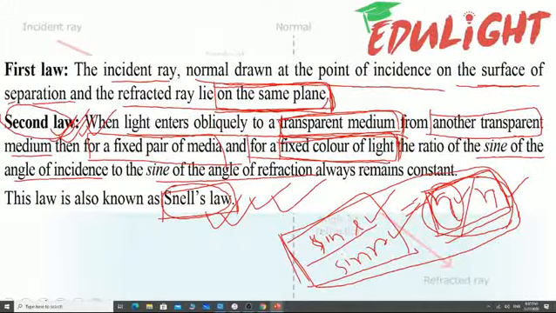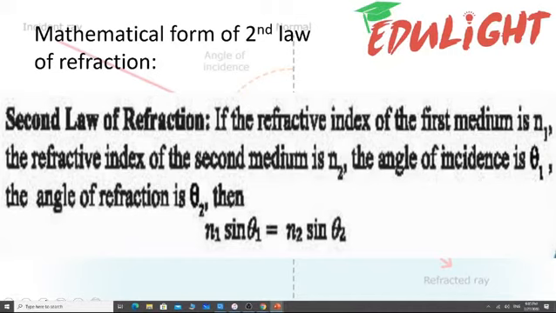but I have expressed it here mathematically, so this will be called the mathematical form of Snell's law. Okay. Second law of refraction, I have also included this because in the new syllabus it has been provided like this. The second law of refraction can also be stated mathematically like this, that is eta 1 or n1. N1 is the refractive index of the first medium, that means the incident medium.